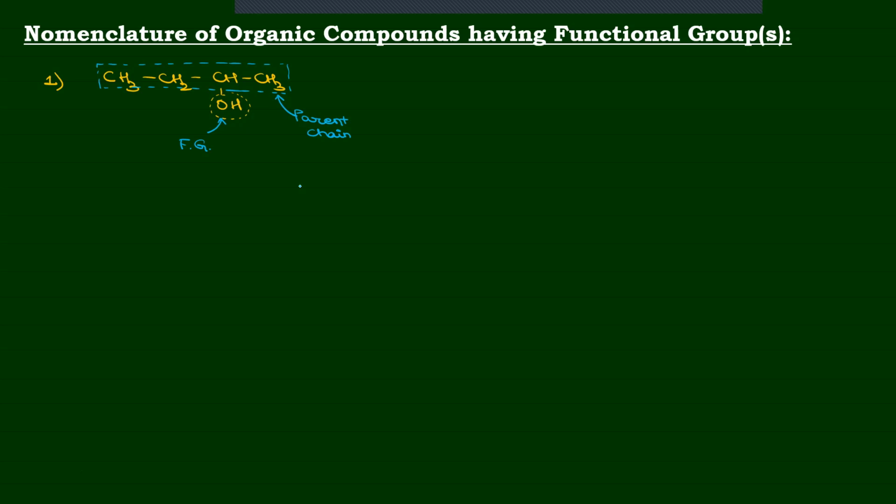Second rule was the lowest numbering rule. In this, the numbering of the parent chain should be done such that the functional group gets the lowest number. So if I number it from the left hand side, 1, 2, 3, 4, the functional group is located at third. If I number from right, 1, 2, 3, 4, the functional group is located at 2. Which is the correct lower number? 2. Hence, the correct numbering is from the right.